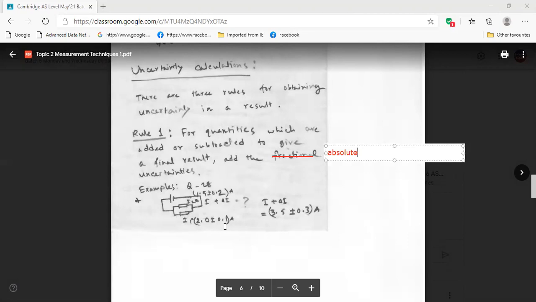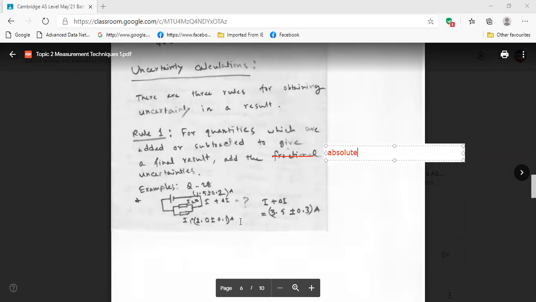Look, here we wrote plus minus 0.1, but here we wrote plus minus 0.2. Why? Because we are using 2 ammeters. In branch 1, we are using 1 ammeter which has accuracy till 0.1 ampere. That means this ammeter can measure minimum 0.1 ampere.